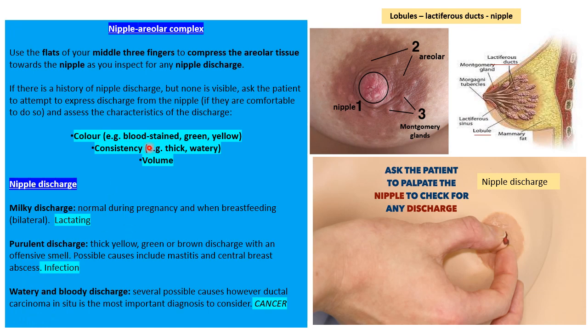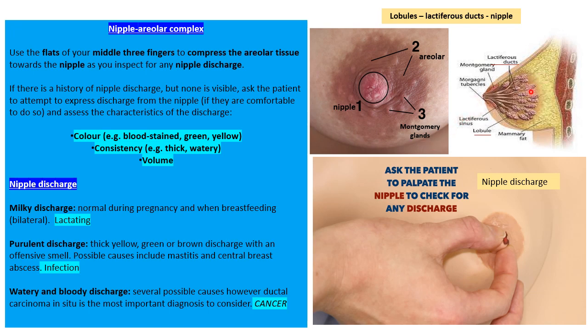Okay, the other important thing is your nipple areola complex, as shown in this patient here. Here you have got your nipple and the areola surrounding it, a hyperpigmented area surrounding the nipple, and also these glands in the nipple areola. This is known as the Montgomery glands.